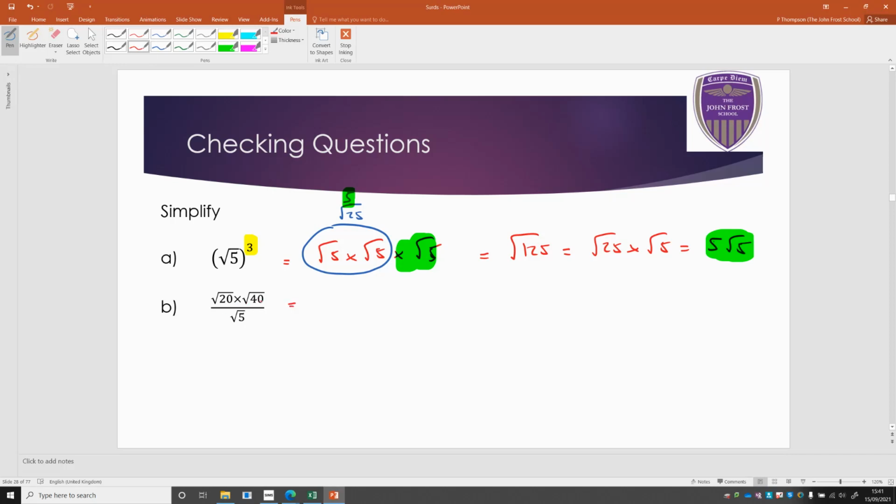Okay, this one here then. I'll work at the top first. The top is definitely root 800. The bottom is root 5. 800 divided by 5 is 160. And you probably spot here that this is quite nice because it's in the 16 times table, you can tell. Root 16 is 4. So this is actually 4 root 10. And we are done.